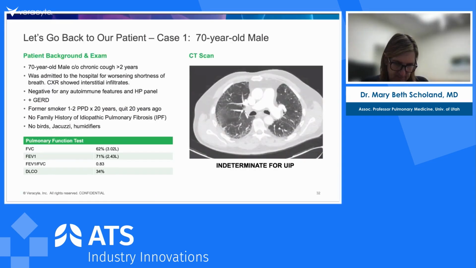So we're going to return to case one, our 70-year-old male. This is a gentleman with chronic cough for 2 years, former smoker, history of GERD, HP panel and autoimmune panel were unremarkable, and no exposures or family history. And he had reduced FVC, reduced FEV1, reduced relatively in proportion, and a normal ratio with a remarkably reduced DLCO. And we had a CT that was indeterminate for UIP.